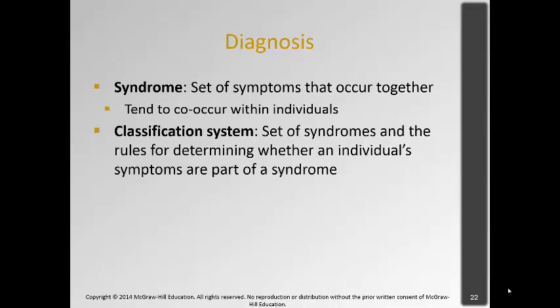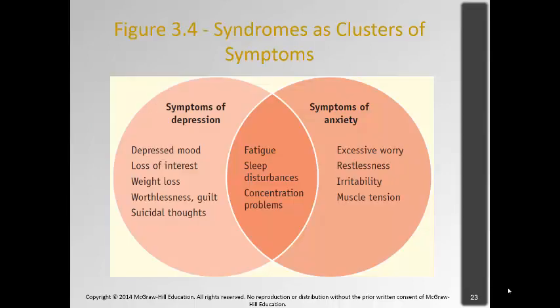So these tend to co-occur within individuals. And based on these syndromes, we make a classification system. And so these are rules for determining whether an individual's symptoms are part of a greater symptom. So, syndromes are generally clusters of symptoms.